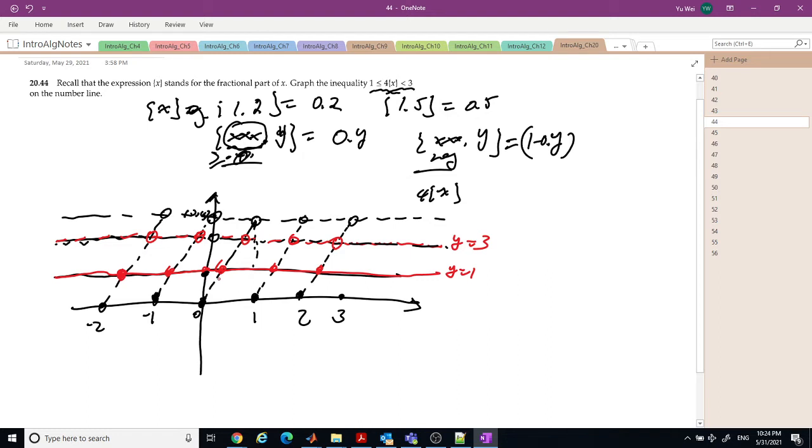Now let's see the offset, because this is the 1, so this is 1/4. This is the 3, so this is 3/4. So for every integer point, the fractional part is between 1/4 and 3/4. It keeps repeating. So this is how to graph this inequality on the number line. Next.